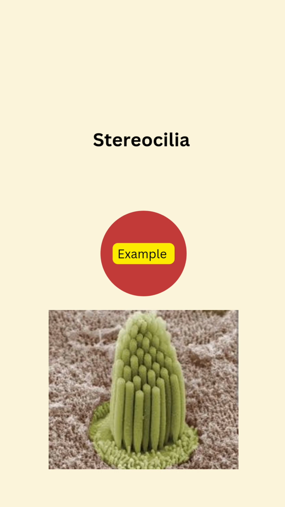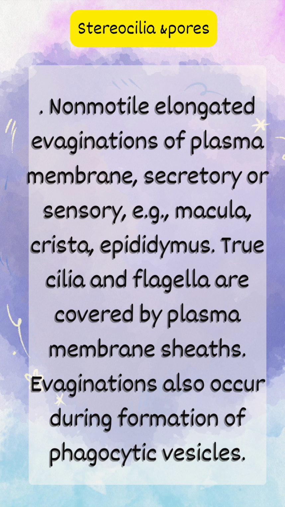If we see stereocilia, it is a non-motile elongated evagination of plasma membrane, secretory or sensory. Examples are macula, cyst, and epididymis. True cilia and flagella are covered by plasma membrane sheets. Evagination also occurs during formation of phagocytic vesicles.